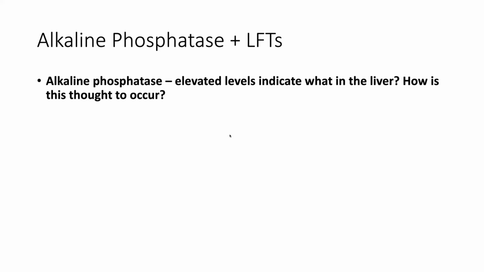So Rosa, so alkaline phosphatase. So elevated levels indicate what in the liver? Why is this thought to occur? In the liver, would it be production? No, I really don't know.